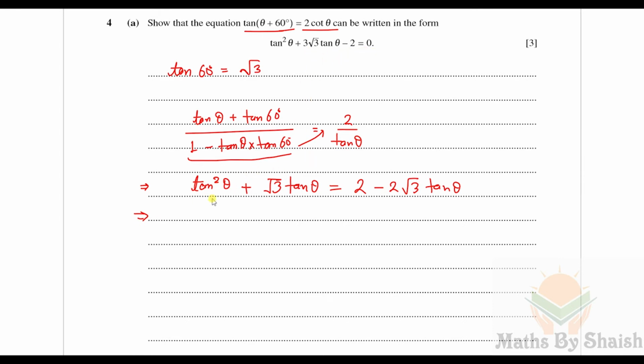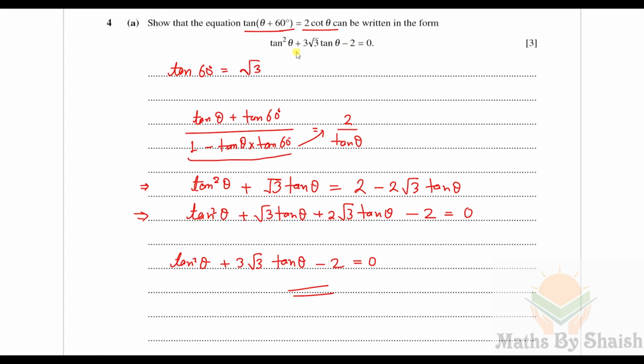It is going to be tan squared theta plus root 3 tan theta plus 2 root 3 tan theta, because on the other side it was minus, minus 2 is equal to 0. So we got the final form: tan squared theta plus 3 root 3 tan theta minus 2 is equal to 0. So that is what we need to write. Let's do the b part of it.